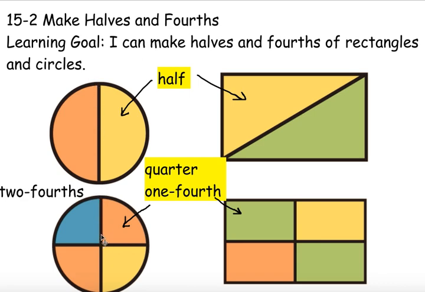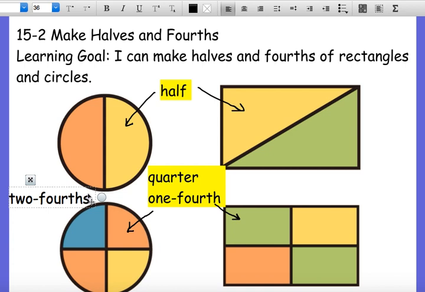So if I'm cutting every piece of this circle down and then reorganizing it, I want to put this orange piece with this orange piece. They're together. They make half of the circle, right? So we also know that 2/4 is actually half. 2/4 equals half.